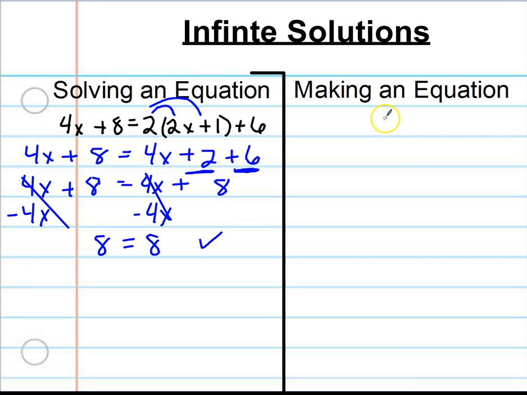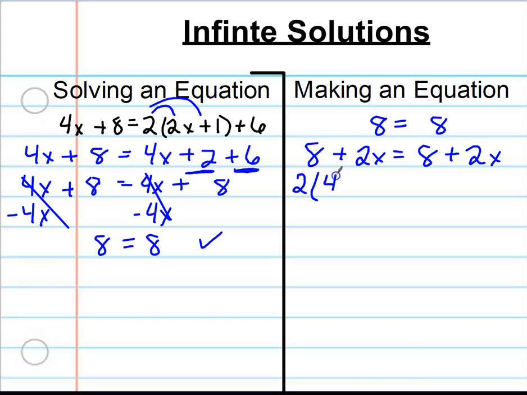Let's try making our own. So let's say we have 8 equals 8 again. All right, let's add something to both sides. I'm going to add maybe a 2x to both sides. Well, I notice over here, 8 and 2 both have a 2 in common. So let me pull a 2 out. So 8 divided by 2 is 4 plus 1x, because 2 divided by 2 is x, equals 8 plus 2x.